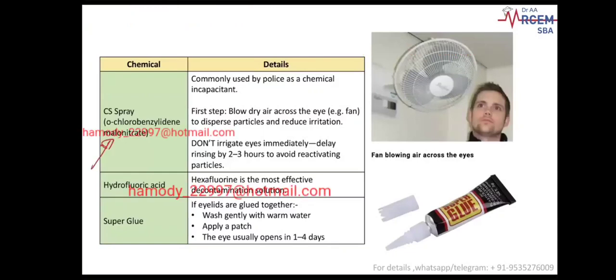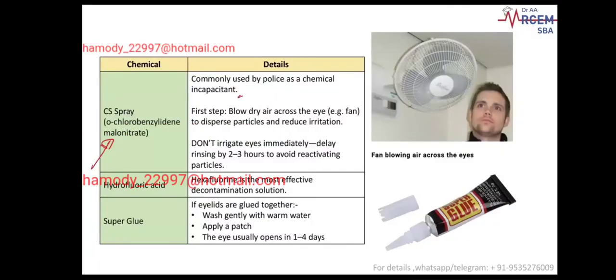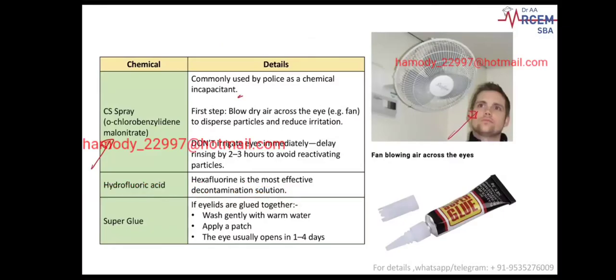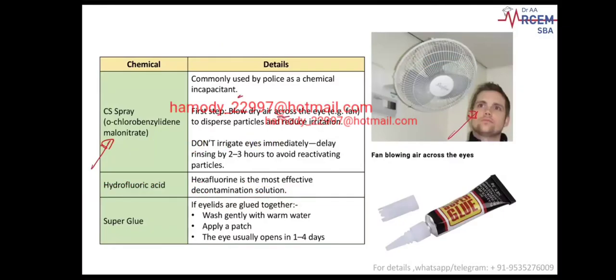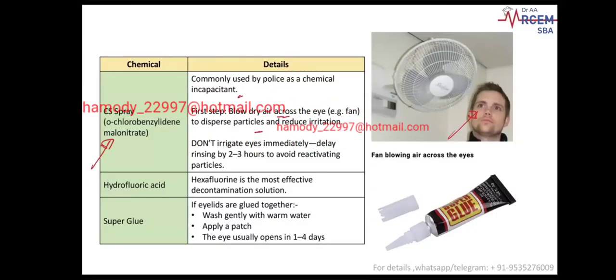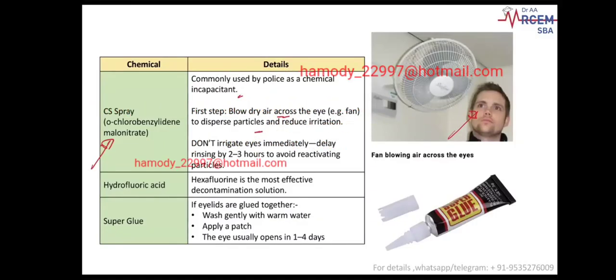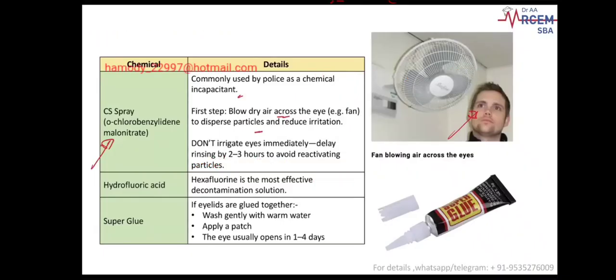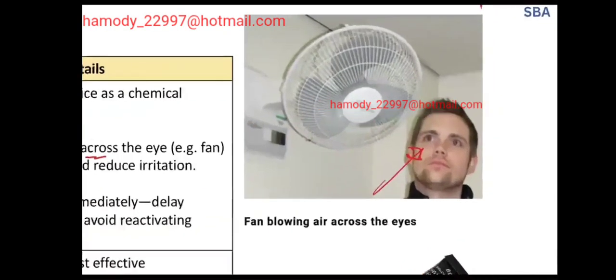CS spray. CS spray is commonly used by police to incapacitate persons. The police personnel will have it. First step, we usually blow dry the eye to disperse particles and reduce the irritation. So do not directly irrigate them. If you directly irrigate them, there can be a chemical reaction. So the advice here is do not directly irrigate them. First blow dry. How to blow dry?